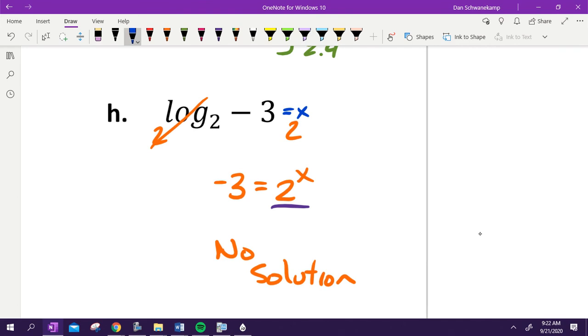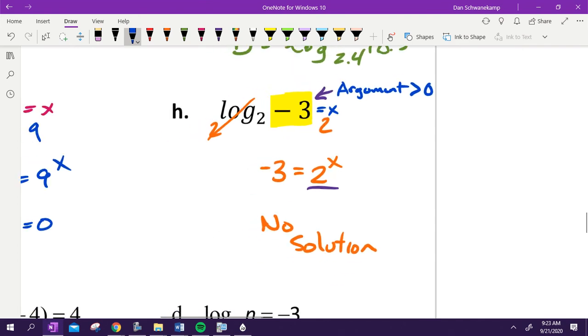So what we learned by that is this thing right here. That thing after the log base, this is called the argument. The argument has to be greater than 0 at all times, because of that horizontal asymptote and it being above that line when we do exponentials. That's an important thing.